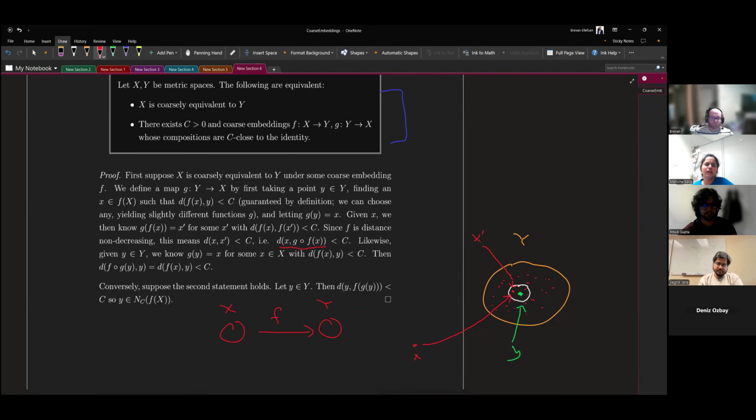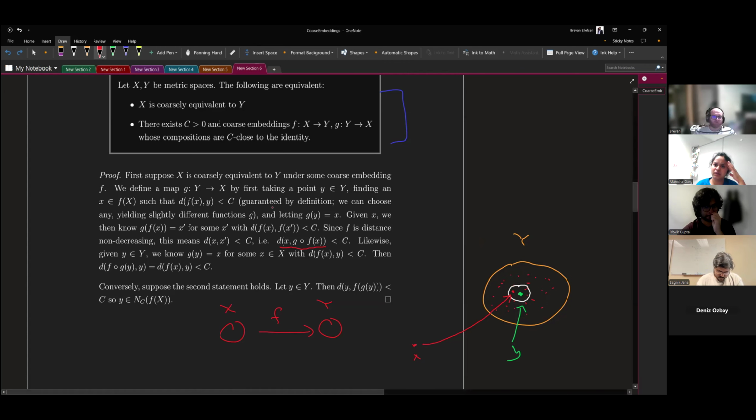Yes. Can I ask a question? Yep. Why does it matter? So here, since you have a red point, basically its pre-image is x. F of x will go to that red point, right? Yes. Where did we use the fact f is distance non-decreasing?